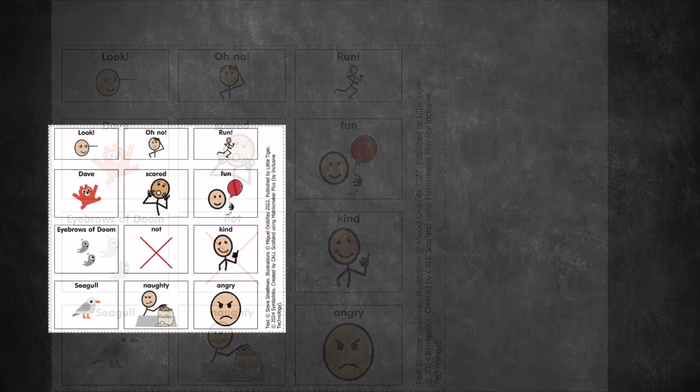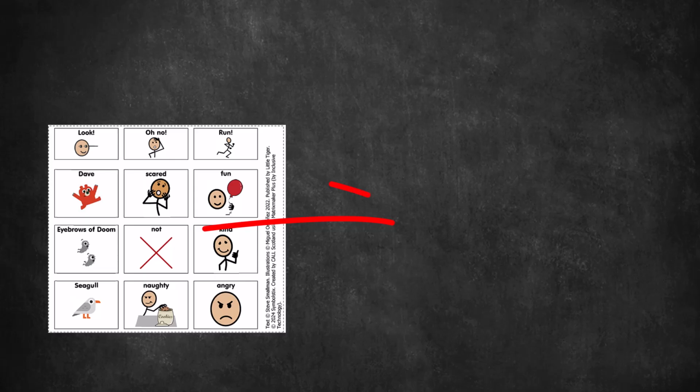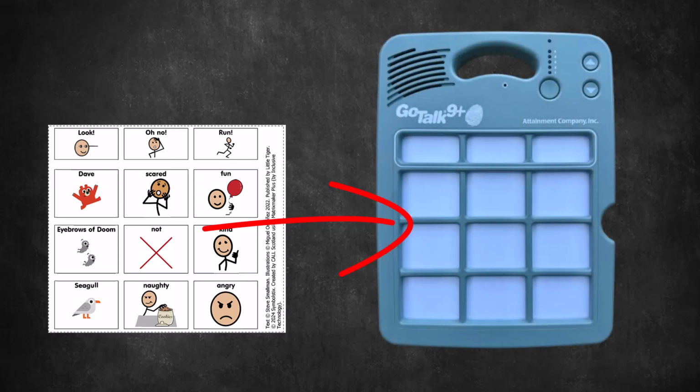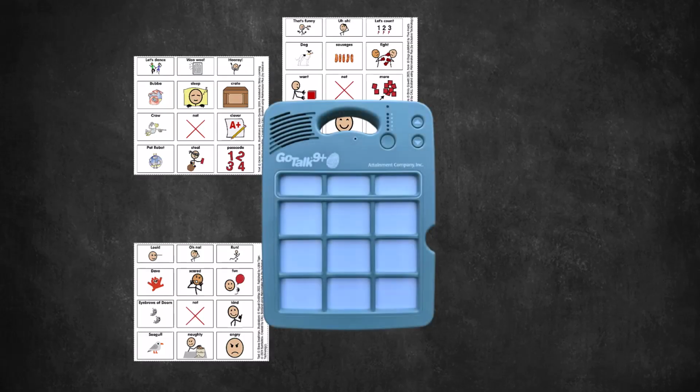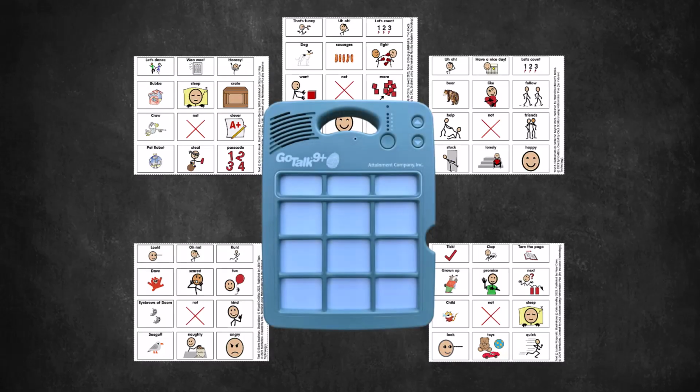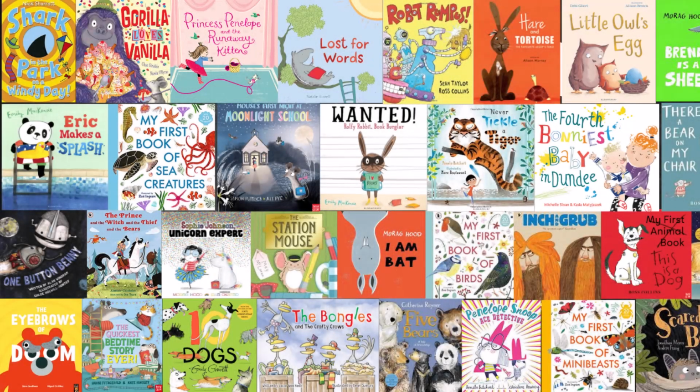The layout of these communication boards allows them to also be used in a simple battery-operated communication aid, a GoTalk 9 Plus. GoTalks can be quickly set up by recording the communication messages in each cell. You can pre-record up to 5 sets of communication messages, so it's ideal for the Bookbug resources because there are lots of books to choose from.